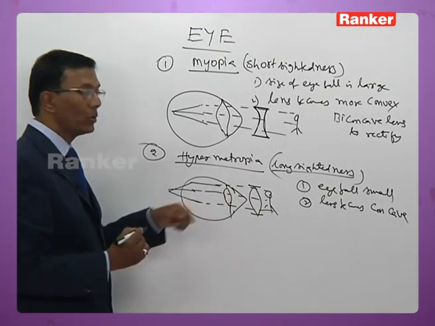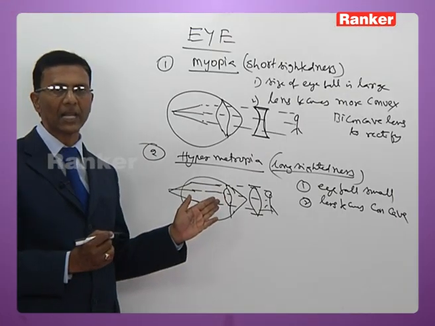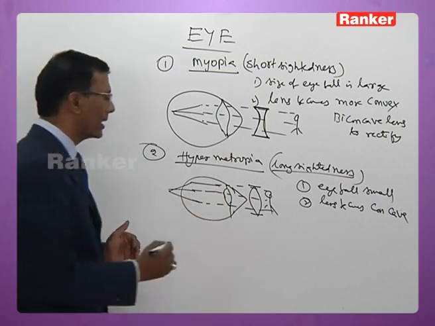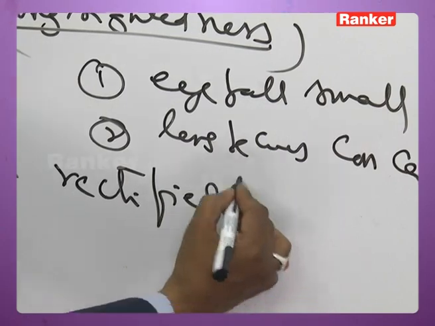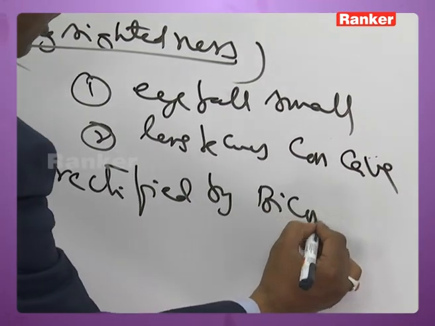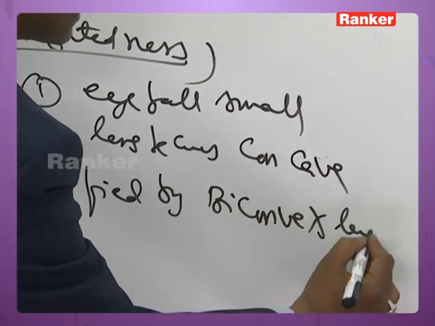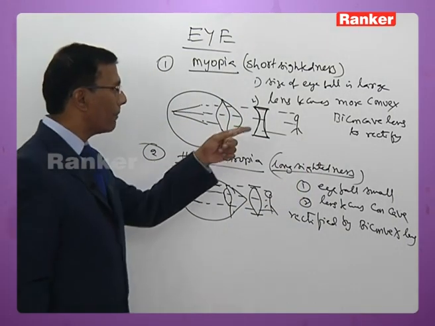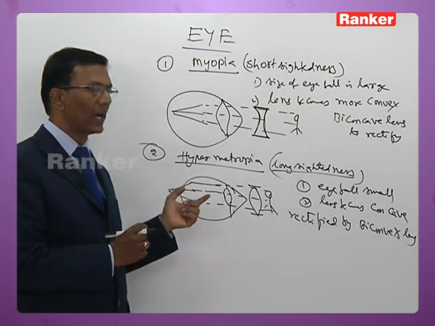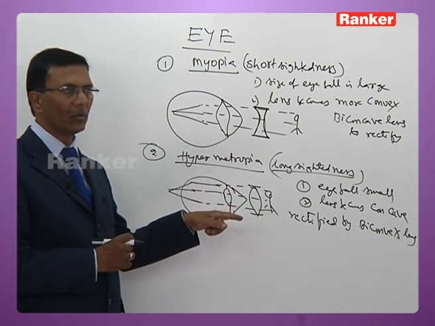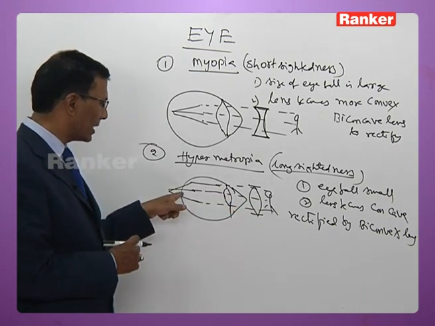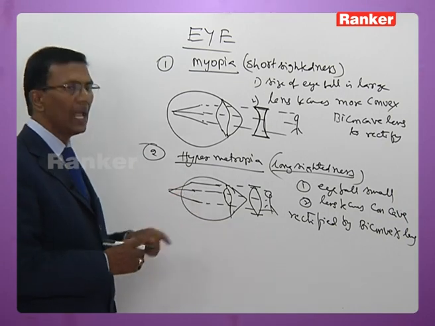This is rectified by using a biconvex lens, so that the biconvex lens decreases the focal length. So, for myopia, a biconcave lens is used to increase the focal length. For hypermetropia, a biconvex lens is used to decrease the focal length, so that the image is formed right at the yellow spot.